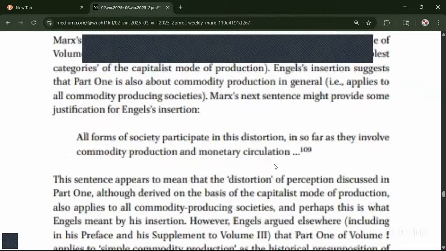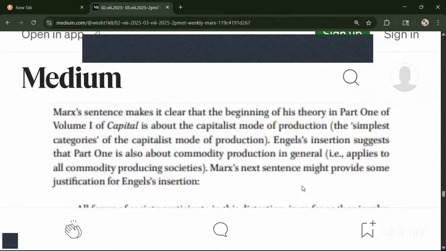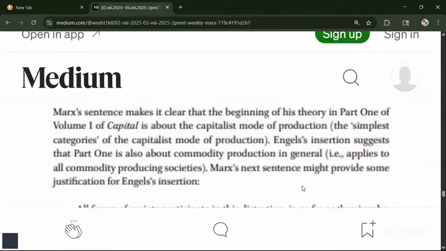Marx's sentence makes it clear that the beginning of his theory in Part 1 of Volume 1 of Capital, the book, is about the capitalist mode of production, the simplest categories of the capitalist mode of production. Engels' insertion suggests that Part 1 is also about commodity production in general. That is, it applies to all commodity-producing societies.